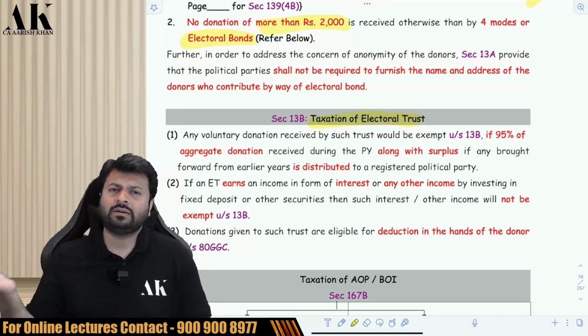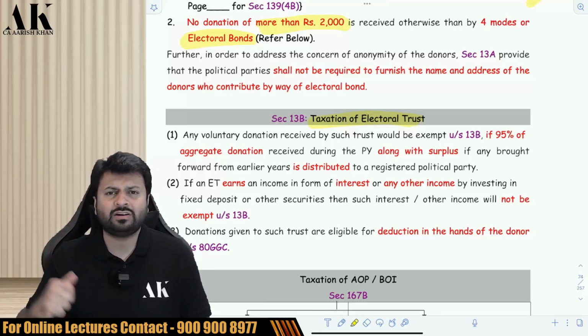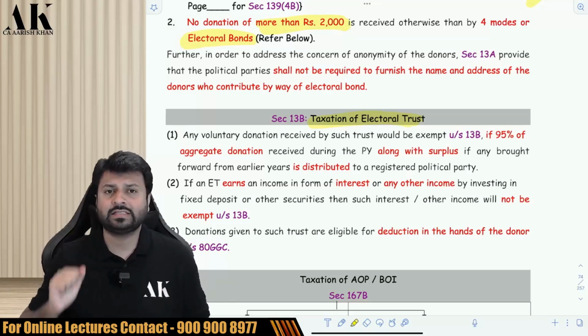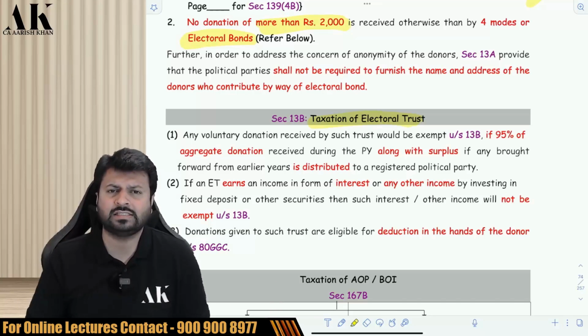What about other income earned by the electoral trust? If the electoral trust is earning some other income, that will be taxable like a normal person. For example, if the electoral trust is keeping its money in a bank account and receiving some interest from the bank, then that will be taxable like a normal person, the way it is taxed to other assessees.